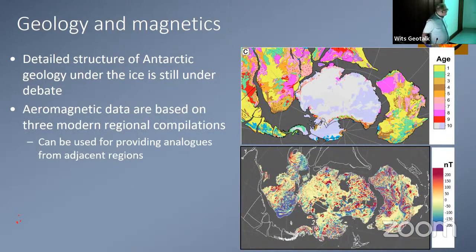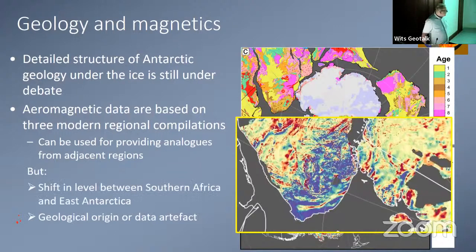Sorry. Then, of course, you have nice geophysical data, magnetic data, and that's one of the compilations where we used different data sets from Australia, Antarctica, and Southern Africa. The idea is to use this and to use some linking and interpolation of the geology. What you see here is actually this huge gap between the anomalies over Southern Africa and Antarctica. And of course, one of the questions is: is this correct? Is there a shift in the level? There was some discussion, of course, there's a crater in South Africa, so it might be some reworking and so on, or is it just a data artifact?